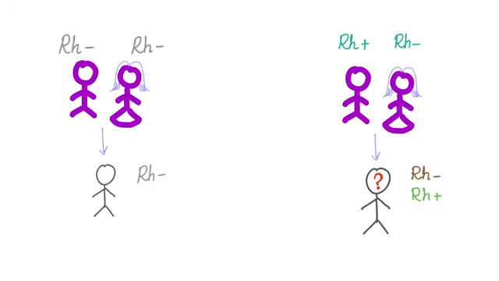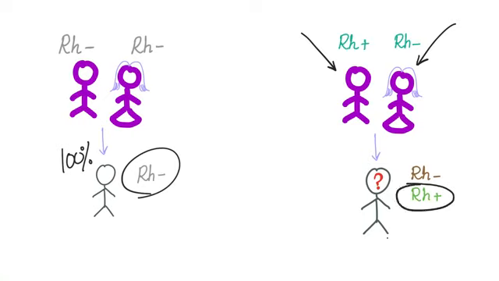Now, inheritance. If your daddy is Rh negative and your mommy is Rh negative, 100% you will be Rh negative. There is no way around it. But if one of your parents is Rh positive and the other is Rh negative, doesn't matter which is which, oh, you're a confused baby. You can be Rh negative or Rh positive. It depends. But if your mother is Rh negative and your father is Rh positive and you came to be Rh positive, we have a problem on our hands called hemolytic disease of the newborn.